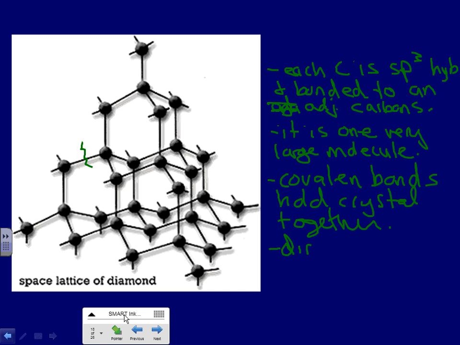sp3 tetrahedral directional bonds, very directional bonds. How about the electrons? The electrons are very localized. They're locked into those bonds. Electrons are localized. So I've been trying to get you to focus on those two things.